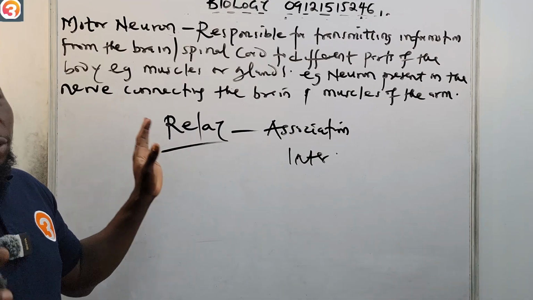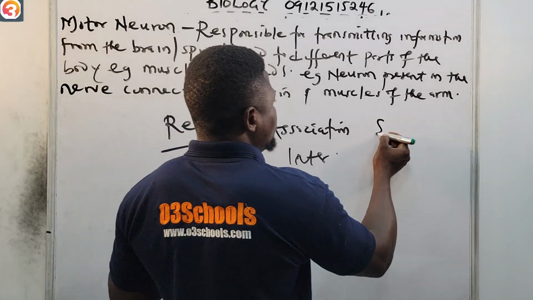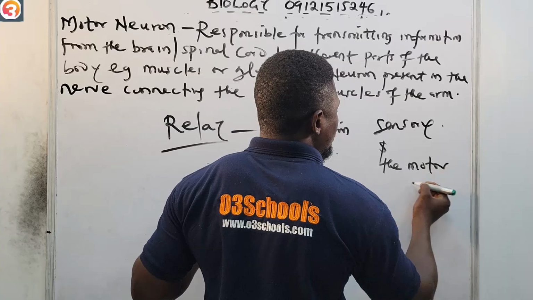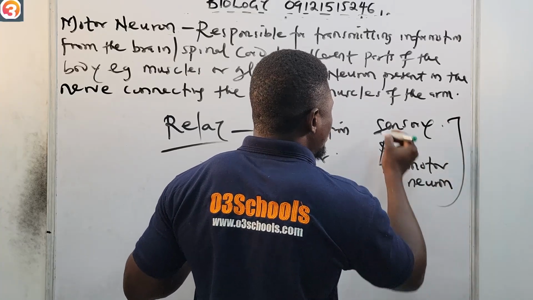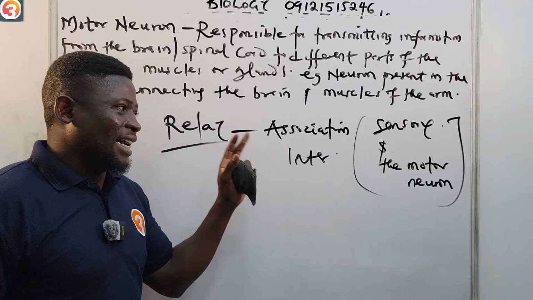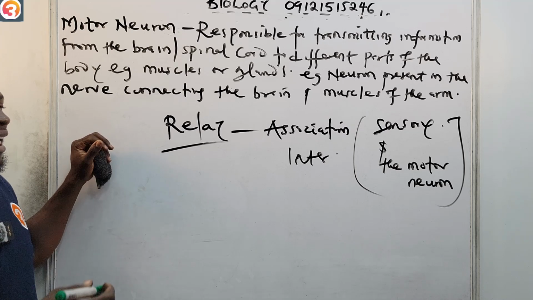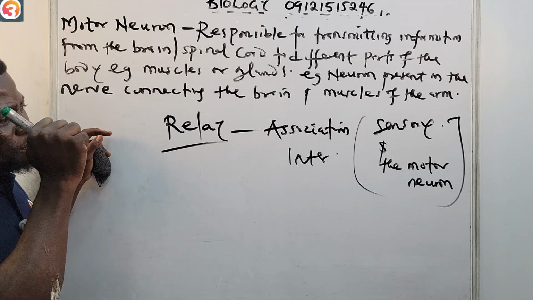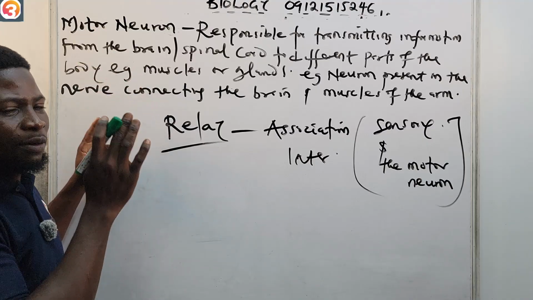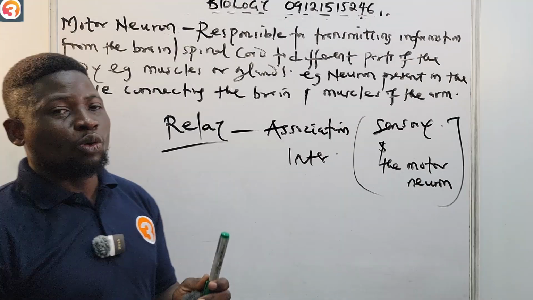And what does this relay neuron do? It serves to connect the sensory neuron and the motor neuron. These are all found in the brain and spinal cord. The function is to associate these two neurons, the sensory and the motor, together. And now that will take us to nerves.